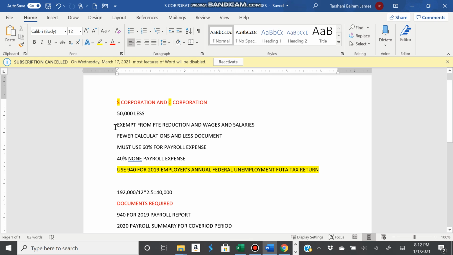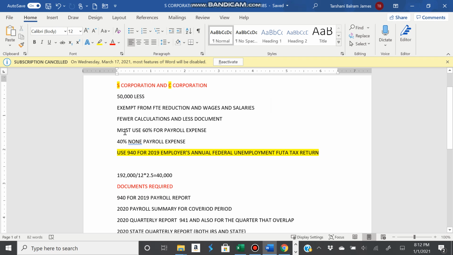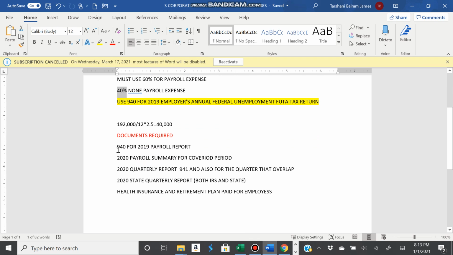Also, another advantage of using the SBA 3508S form is that you are exempt from deduction in loan forgiveness amount based on your FTE, which is full-time equivalent, or any reduction in wages, salary, or hours worked by employees. You'll be forgiven for that. The PPP loan amount that you receive, make sure you use 60% for payroll expenses and 40% for non-payroll expenses. Make sure you have 940 for 2019 payroll report.